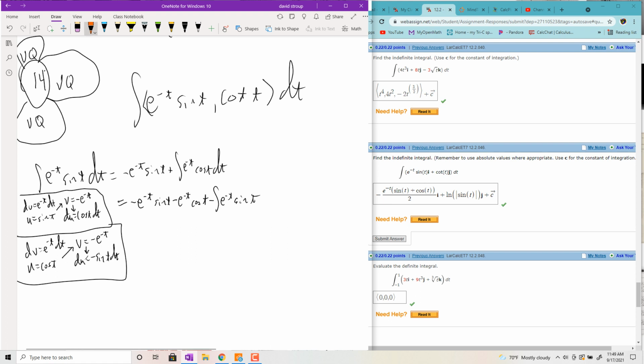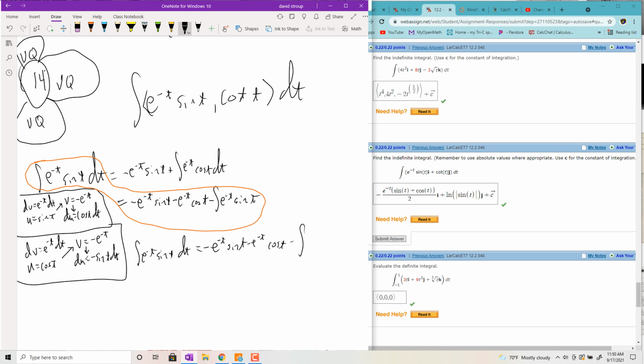So if you look at this equation right here, just that part alone, you're rewriting the integral of e to the negative t sine t dt equals negative e to the negative t sine t minus e to the negative t cosine t minus this integral of e to the negative t sine t. Remember, box these two and just replace them with a variable. Usually they use I, and then solve for I.